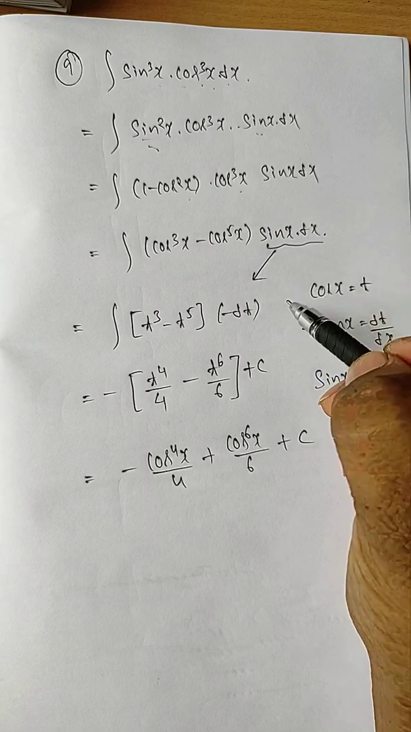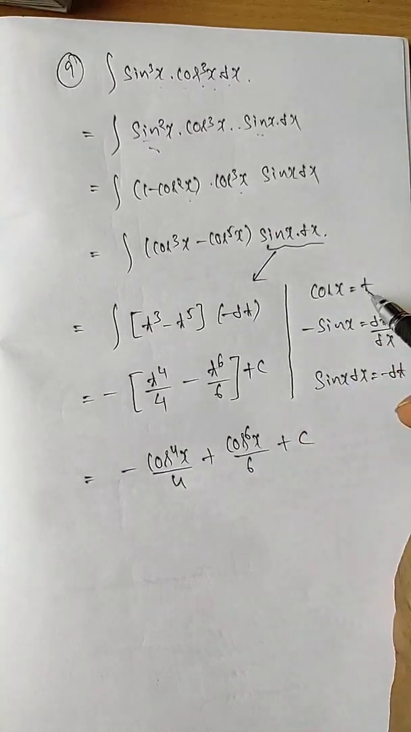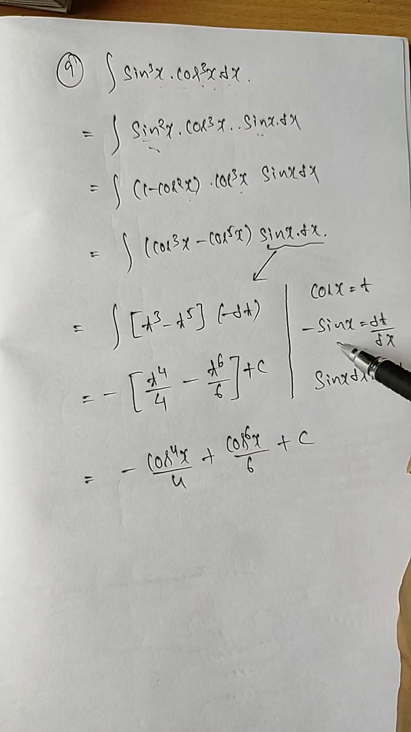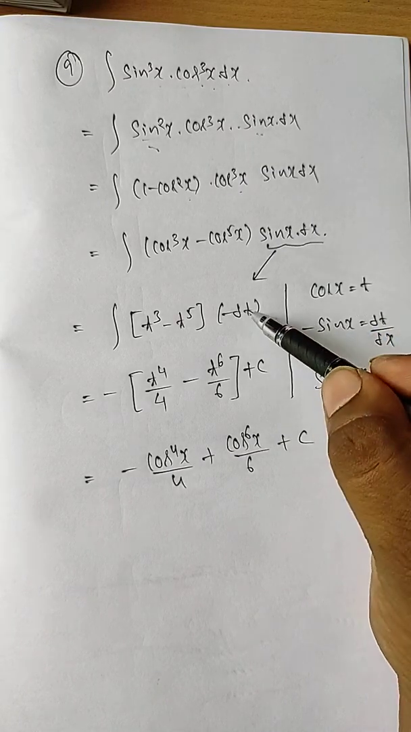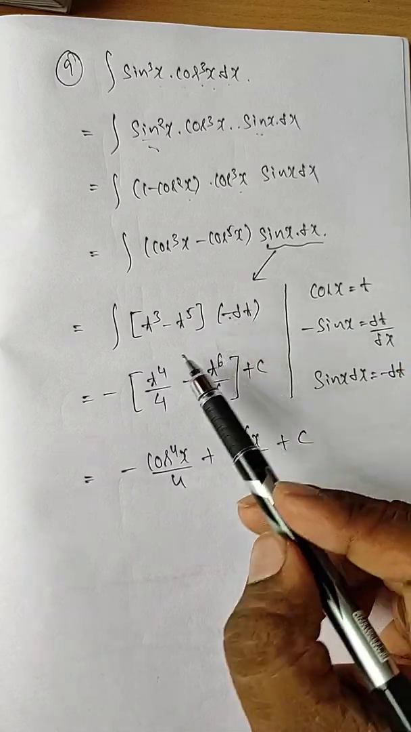Now we are substituting cos x is equal to t. What is the differentiation of cos x? Minus sin x is equal to dt by dx. So sin x into dx is equal to minus dt. Here I am taking this minus outside.